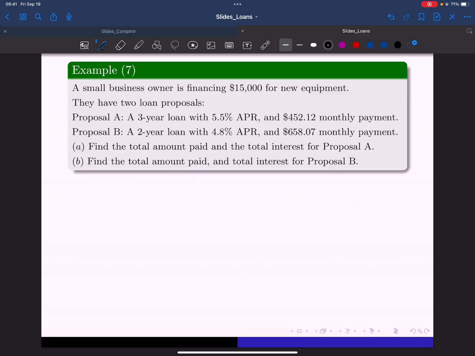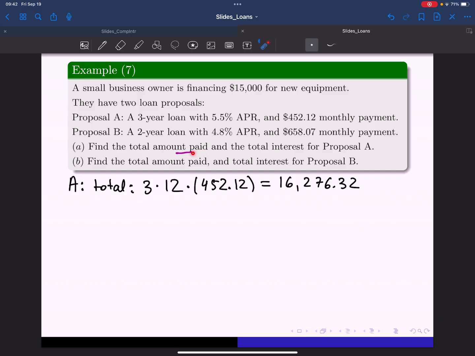So for part A, total amount, how many years do we have for Proposal A? 3 years. So 3 times how many months? We have 12 months times the monthly payment, so times 452 and 12 cents. And that gives me 16,276 and 32 cents. So this is the total amount paid.